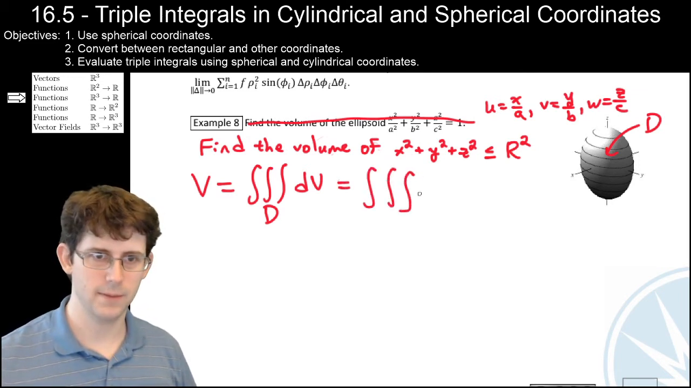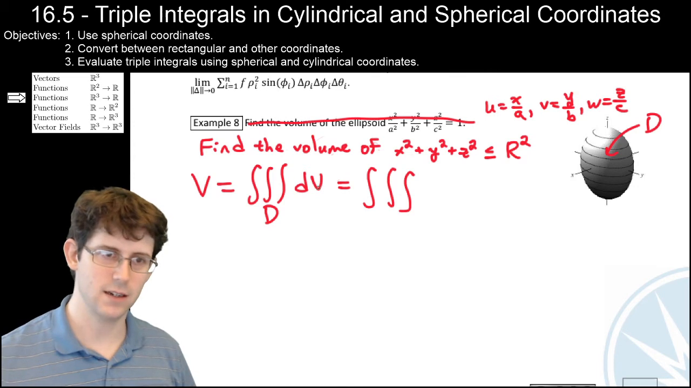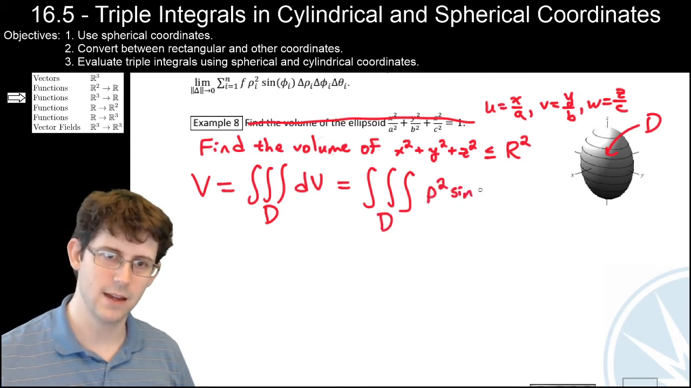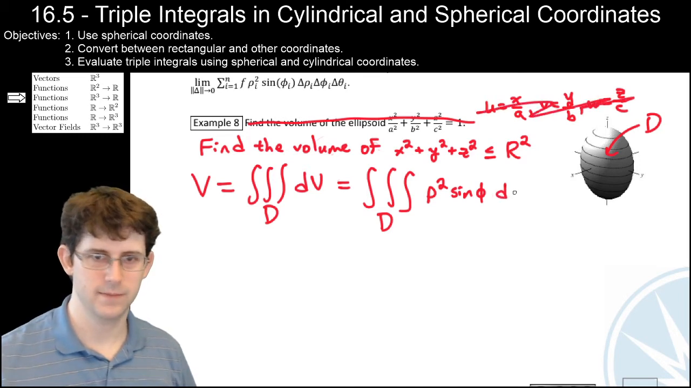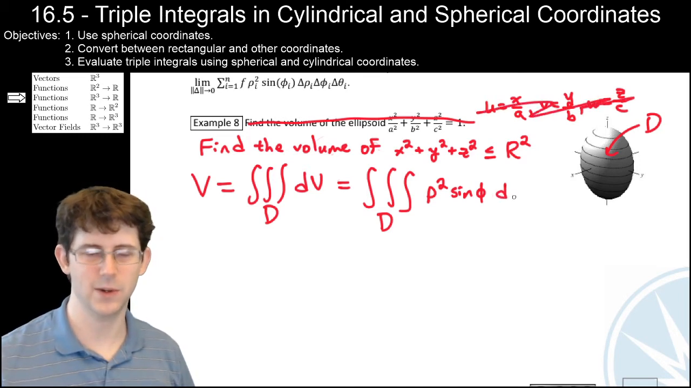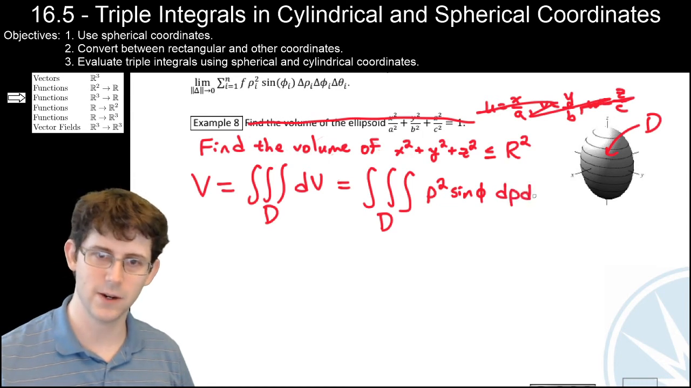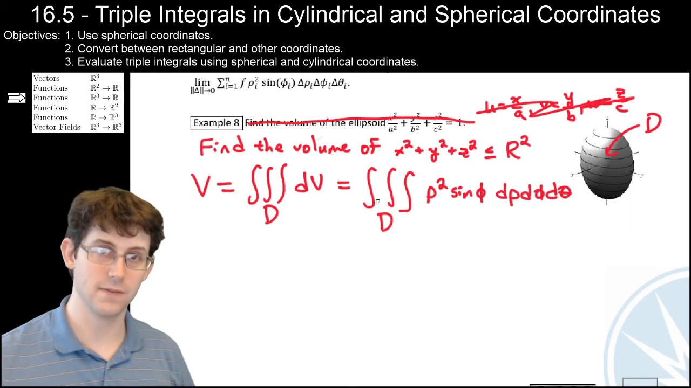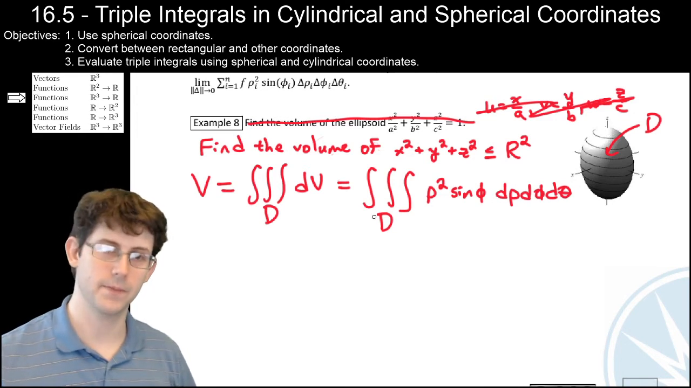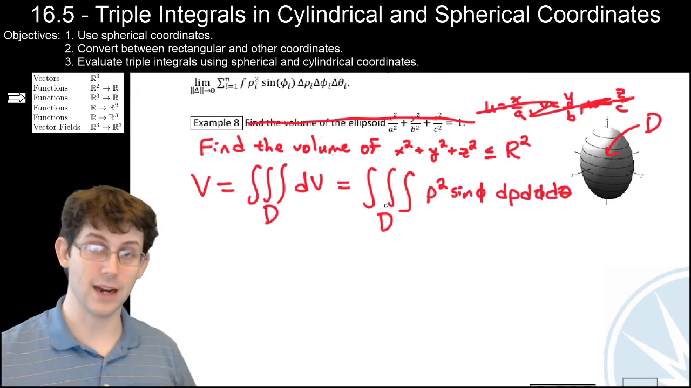So I'll use the dV of spherical coordinates, which is rho squared sine phi, do we know what order is good? I guess it doesn't matter. d rho, d phi, d theta. The order that you choose affects what bounds you will end up with. If you ever choose an order and you don't like it, you just try a different order. Now the bounds describe the region.